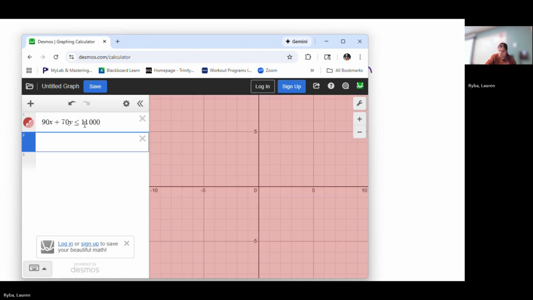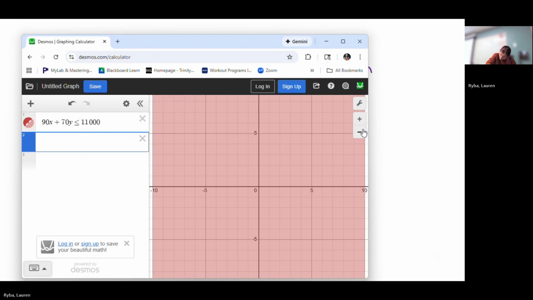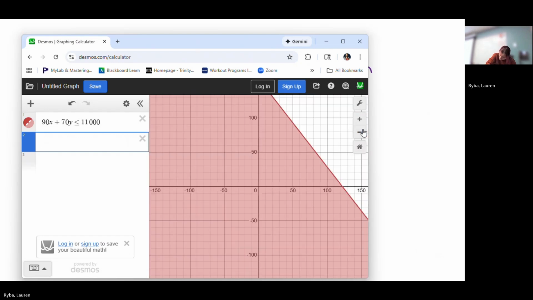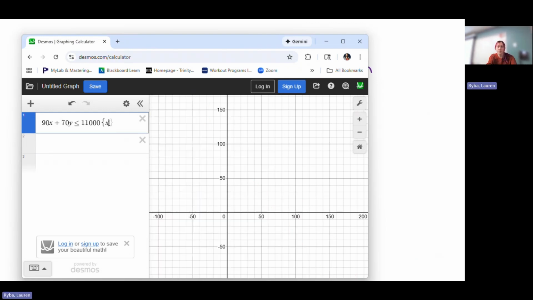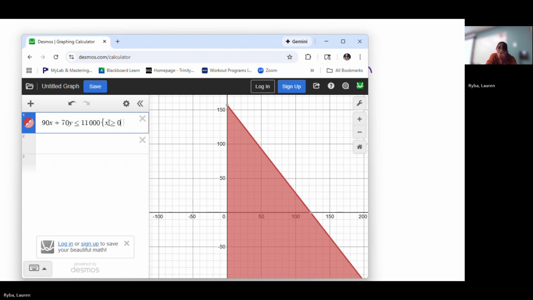11,000. So you can see I have this lovely graph here, but I actually have not plotted all three pieces. This is shading all these negative values. So what I have to do is open a curly bracket and type x greater equal 0, close. And you can see how immediately it put that vertical line right along the y and got rid of anything negative x.